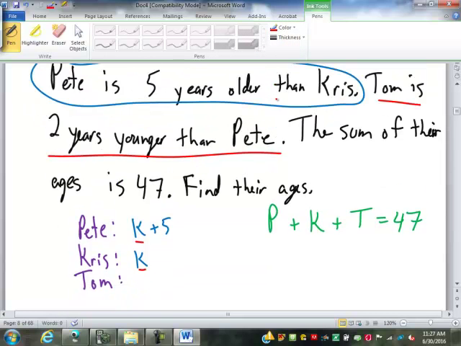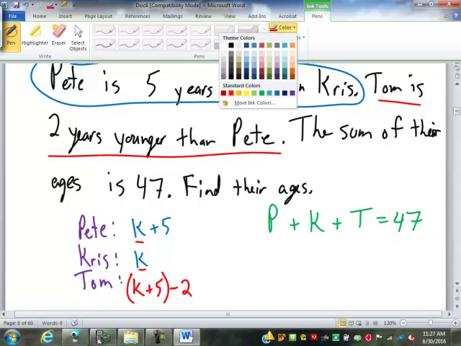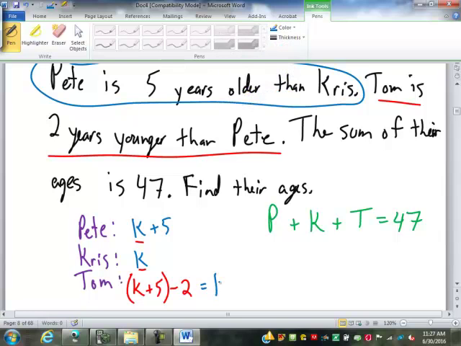Very good. And the long way to get to that, Pete is K plus 5, right? And Tom is 2 years younger than that, so it's Pete minus 2. But Pete is K plus 5, so that does work out to be K plus 3. 5 minus 2 is 3. Does that make sense? No?